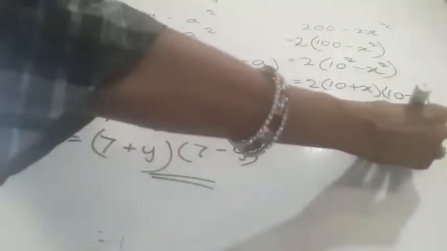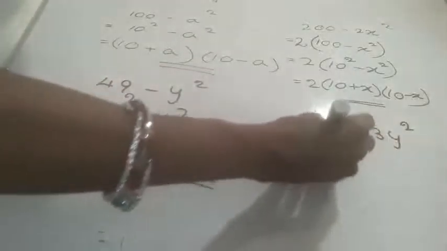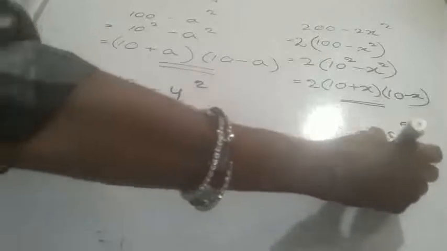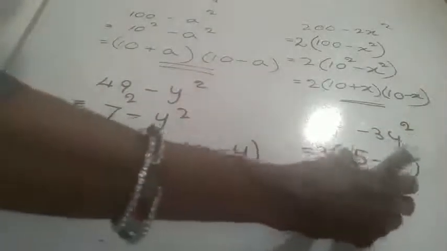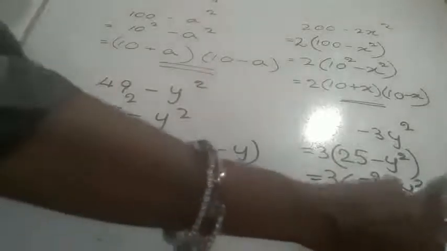75 subtract 3y squared. 3 is a common factor. 75 divided by 3 is 25. Subtract y squared. 3 times 25 is 5 squared, subtract y squared. 3 times 5 plus y, 5 subtract y.